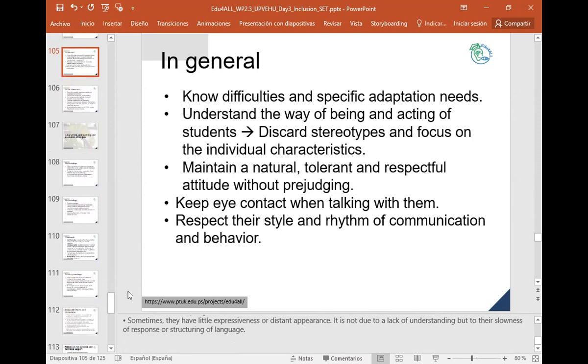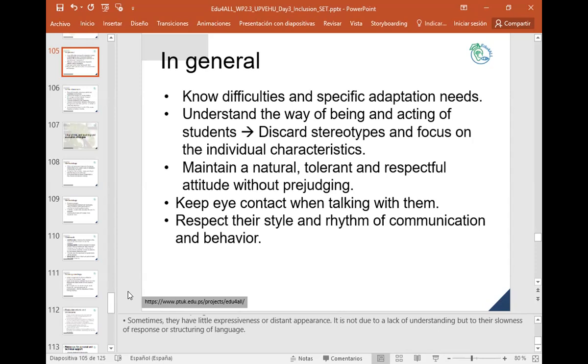Their stigmatization as violent people does not conform to reality. Discard stereotypes and focus on the individual characteristics of each student. Avoid labels. Maintain a natural, tolerant, and respectful attitude without prejudging the person by certain characteristics or manifestations.